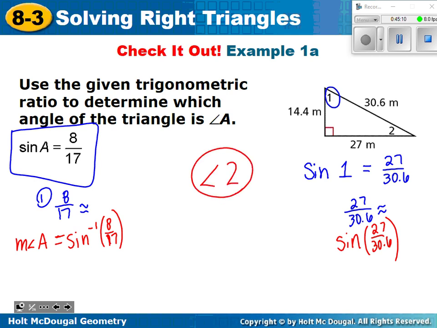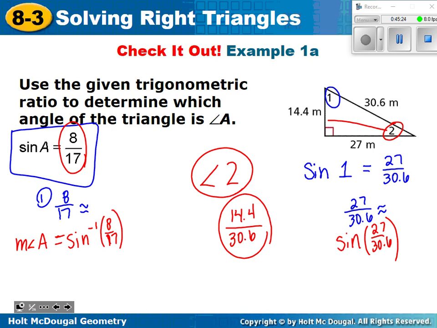You can check it though if you don't believe me. So angle 2, we're looking at sine. That would be opposite 14.4 over hypotenuse 30.6. So then you could take that value and reduce it, and does it reduce to 8 over 17? Yes.